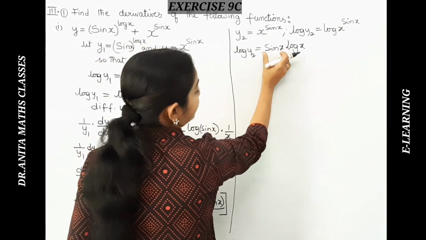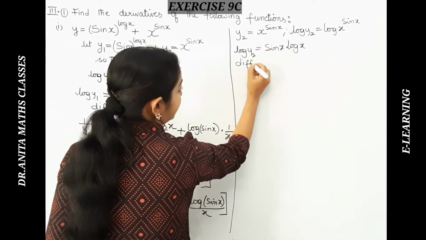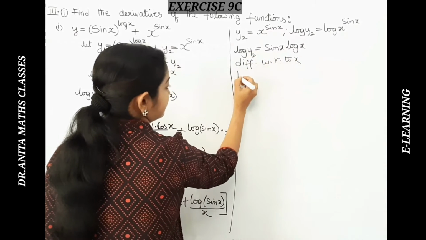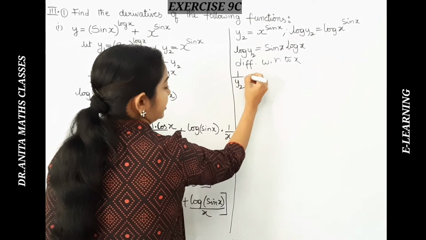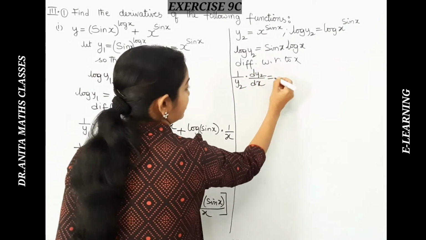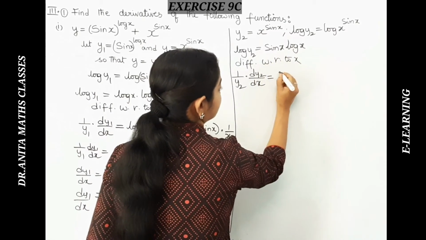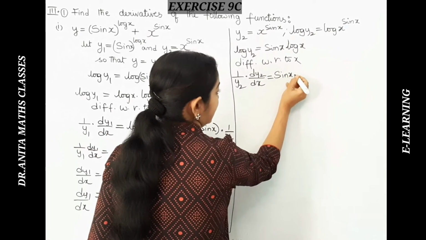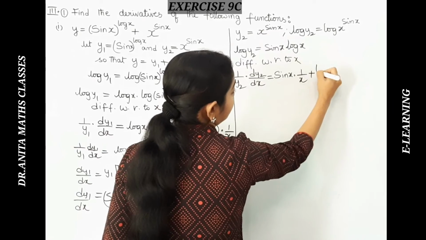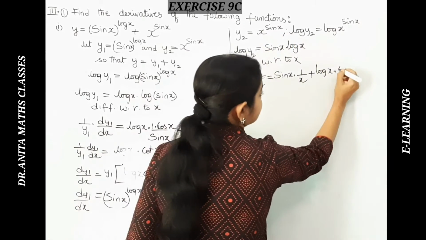Now again we have u and v functions. Two functions we will differentiate with respect to x. Differentiating with respect to x, we have in similar way 1 upon y2 according to chain rule dy2 by dx is equal to. Now we will apply the uv, that is the product rule. This is u. Let me take u sin x as it is, and differentiation of log x is 1 upon x plus u as it is, log x as it is, and differentiation of sin x is cos x.